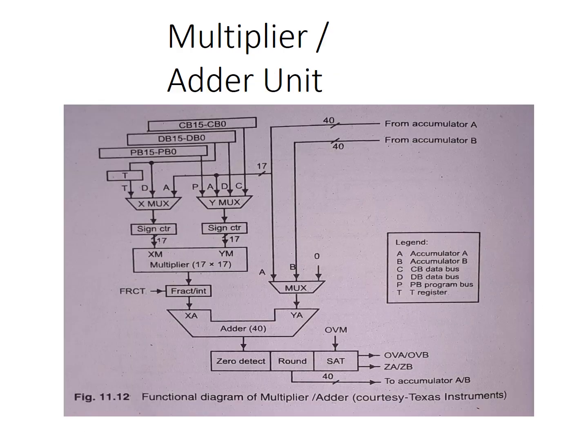And this is the internal multiplier adder unit. Here also we have the length of 40 bits and also the 17 bits. The adder will be performed in the 40-bit length, and multipliers will be performed in the 17 cross 17 length. Here we have the zero detector, round off and saturation values. In saturation value we have the overflow limits.